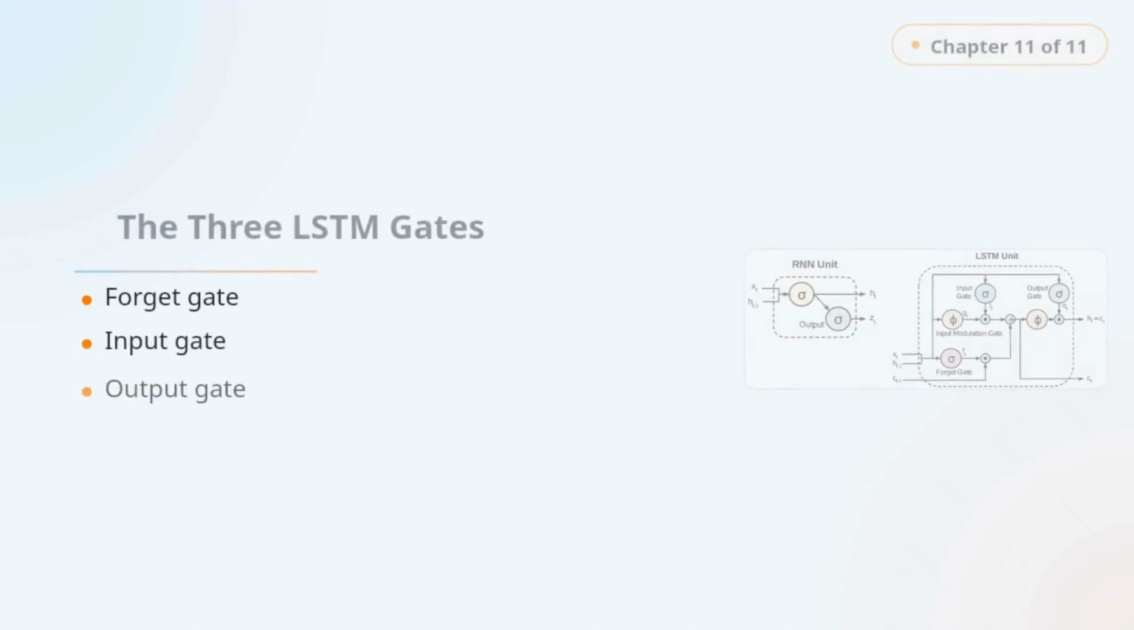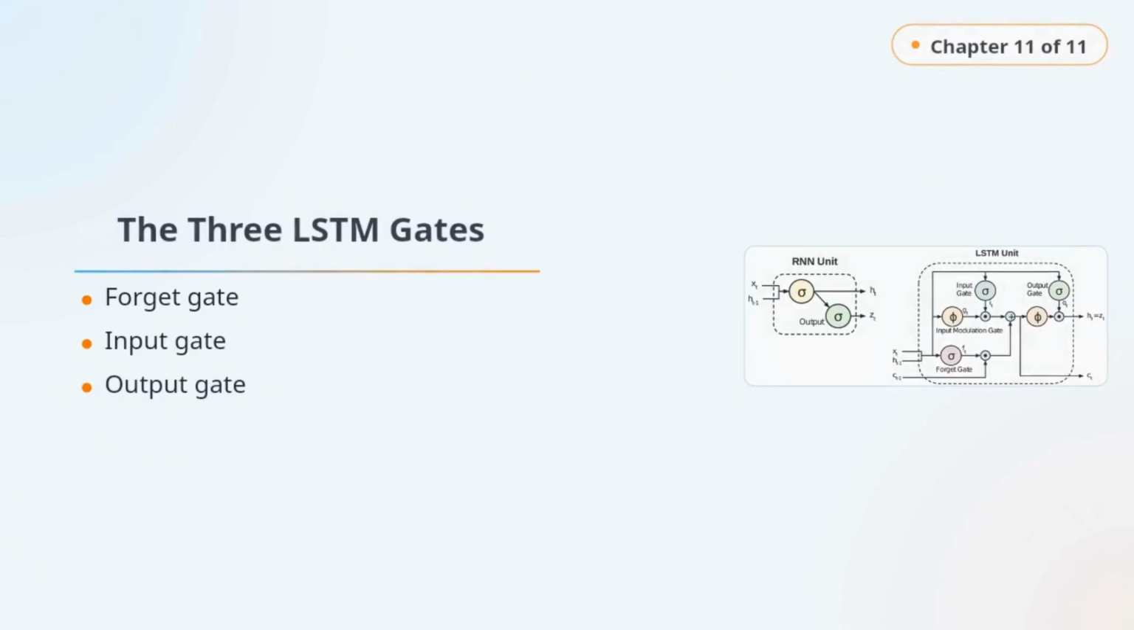The forget gate removes information that is no longer useful. The input gate adds new useful information into the cell state. The output gate controls what information should be passed forward as the output. This gating mechanism is the reason LSTMs are much better at handling long-term dependencies.